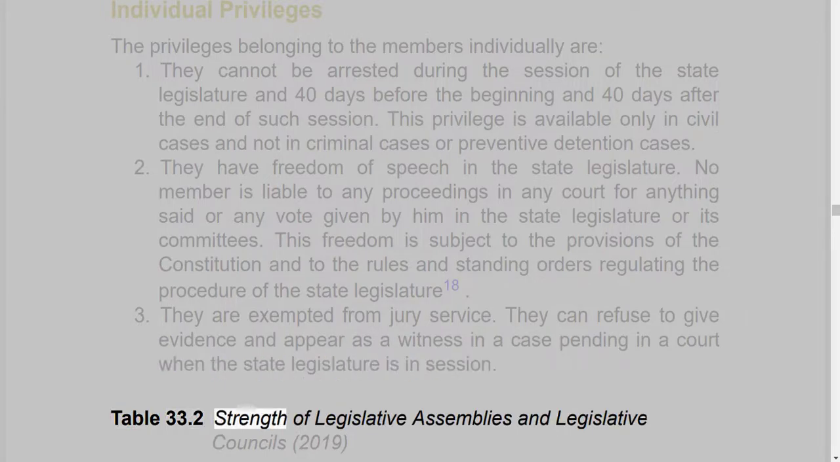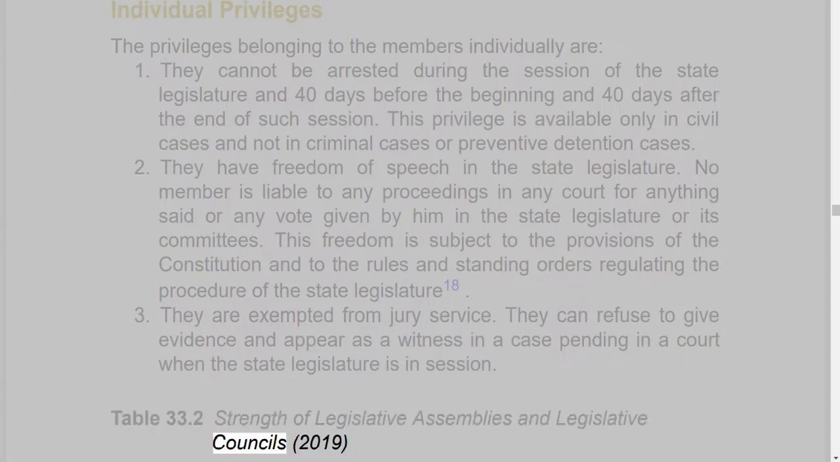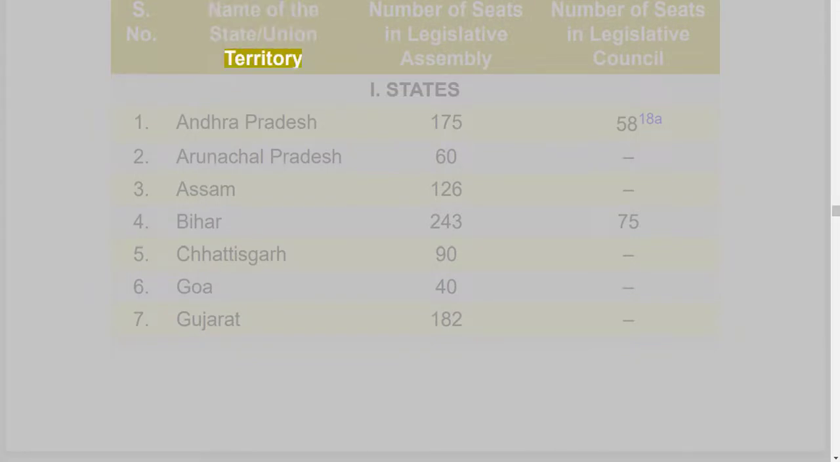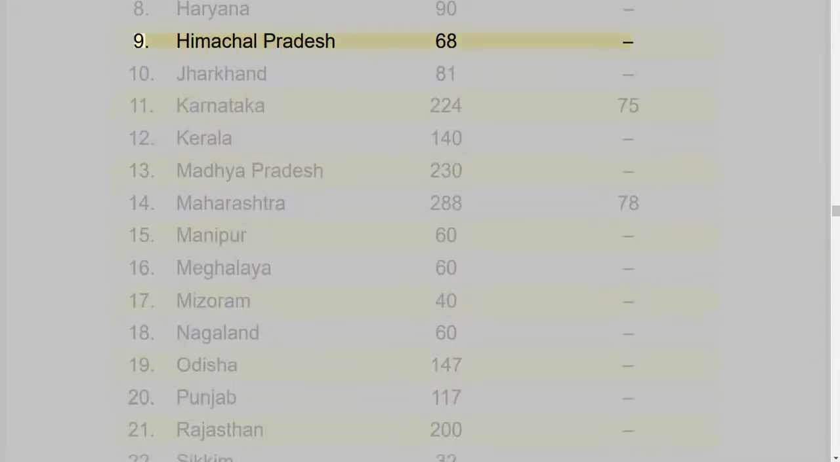Table 33.2 Strength of Legislative Assemblies and Legislative Councils, 2019. Name of the state or union territory, number of seats in Legislative Assembly, number of seats in Legislative Council. I. States. 1. Andhra Pradesh 175, 58. 2. Arunachal Pradesh 60. 3. Assam 126. 4. Bihar 243, 75. 5. Chhattisgarh 90. 6. Goa 40. 7. Gujarat 182.